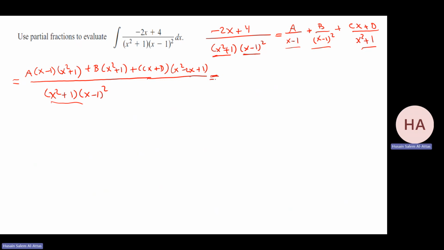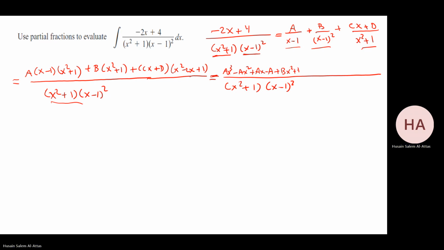It's a little bit lengthy, but I think we'll get the answer at the end. Hopefully. That will be x times x squared, Ax cubed, minus Ax squared, plus Ax minus A. First one. Second one, easy one: Bx squared plus B. Third one, I have product. So see, when I get x cubed, only Cx cubed.